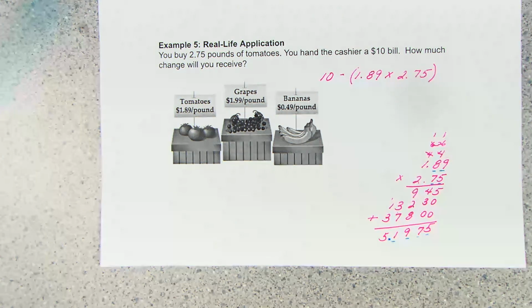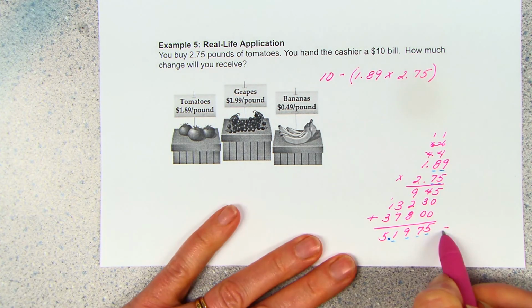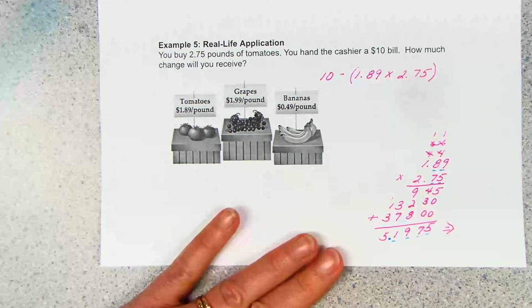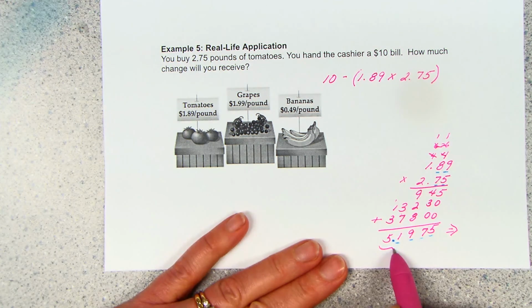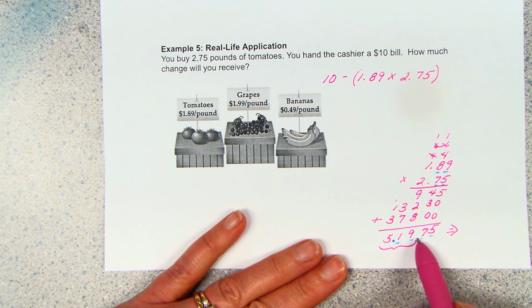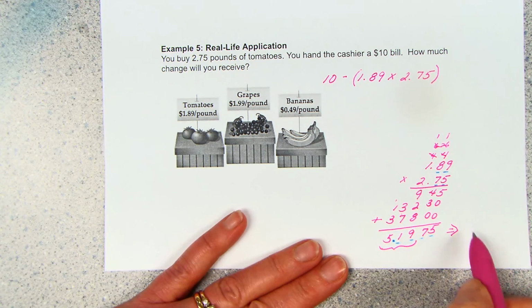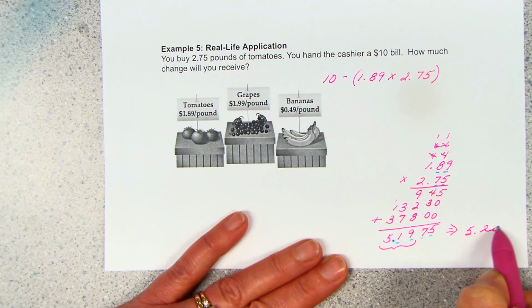And then here's a little tricky thing. This is money, all right? We can't give the cashier 5.1975. That's not how we write money. Money is dollars and cents. So we need to round to the nearest penny. $5.1975. This 7 tells us that we're going to round 19 up to 20. So we've got $5.20.